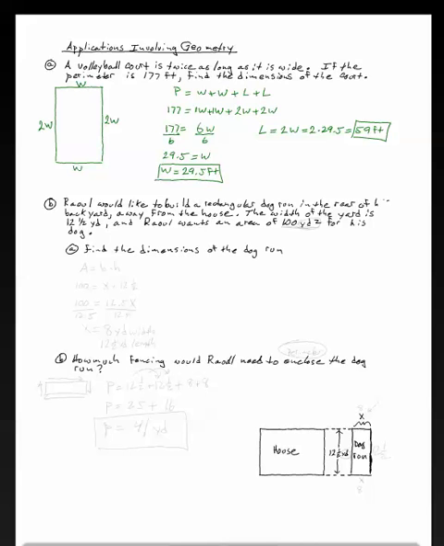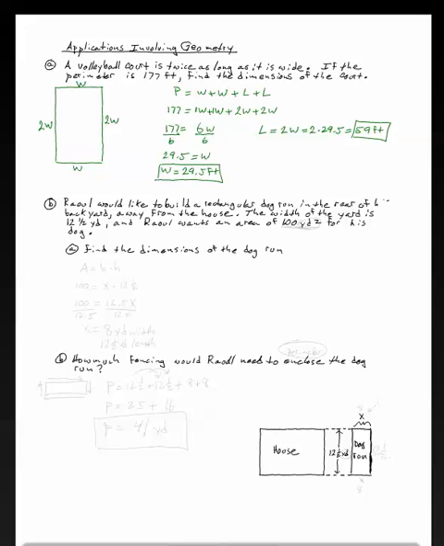In example B, this one's a little bit more complex, and it's a two-parter. It says Raul would like to build a rectangular dog run in the rear of his backyard, away from the house. The width of the yard is 12½ yards, and Raul wants an entire area of 100 yards squared for his dog. And then there are 2 questions. The first one says find the dimensions of the dog run. The second says how much fencing would Raul need to enclose the dog run.